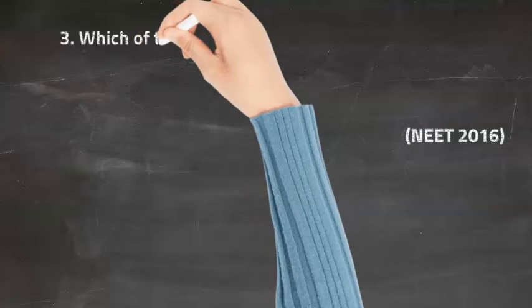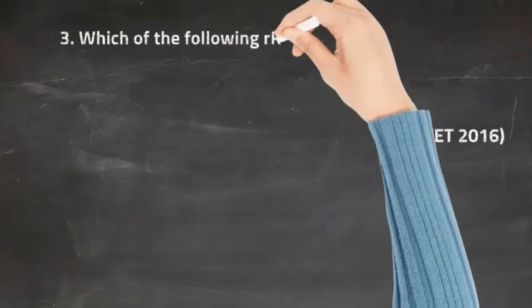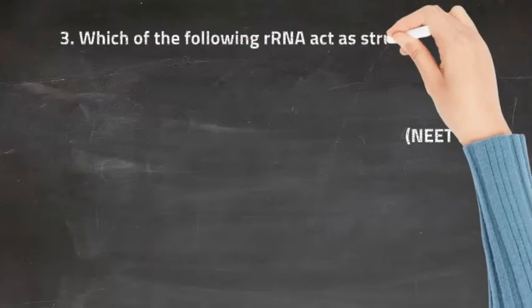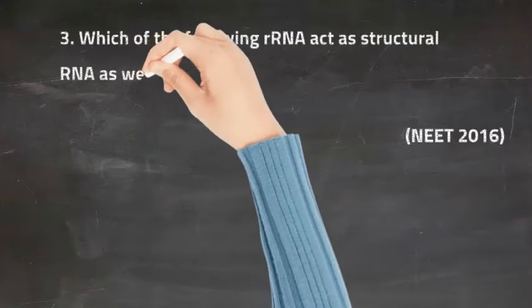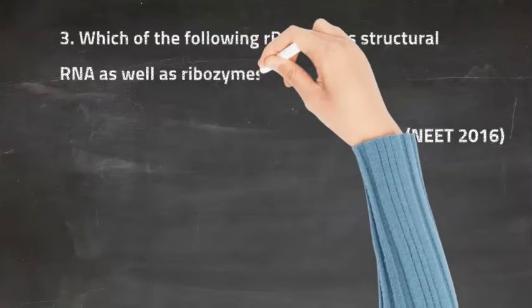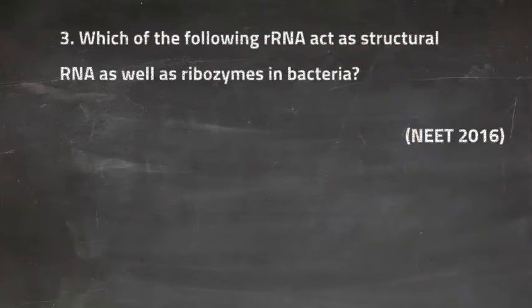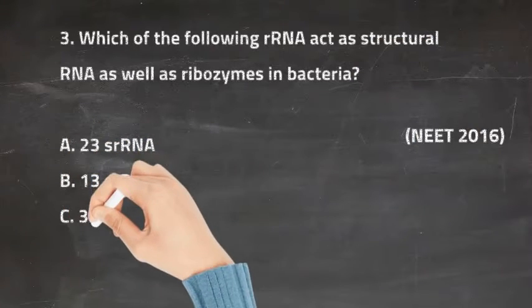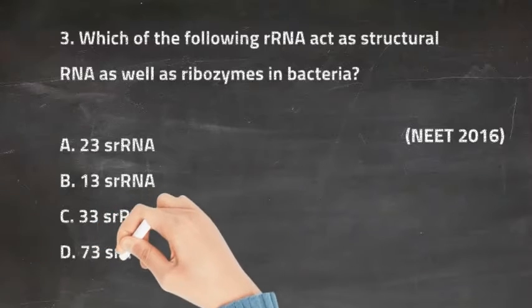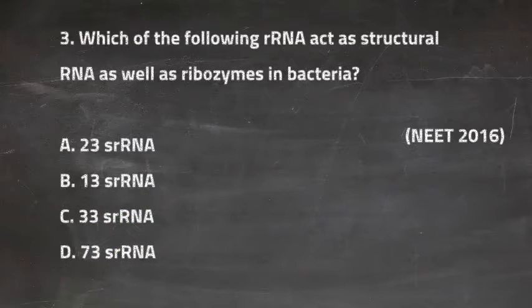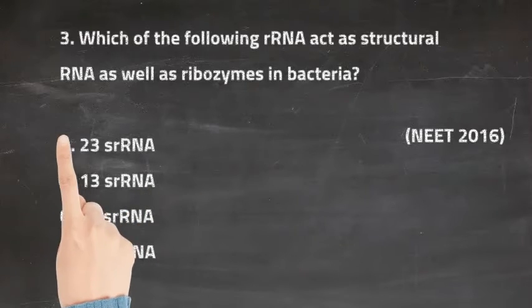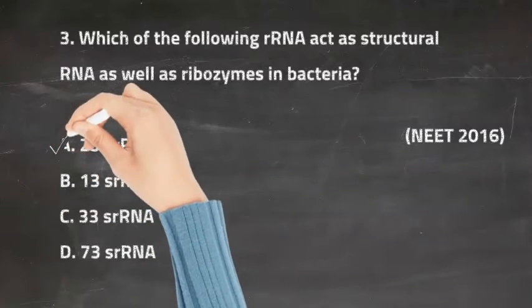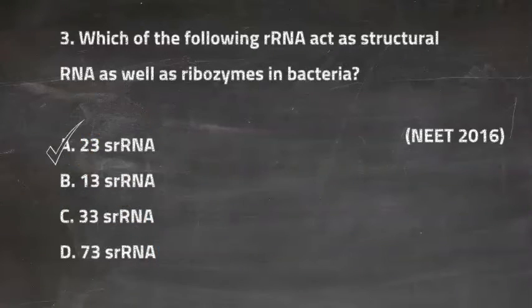Question third is, which of the following ribosomal RNA act as a structural RNA as well as a ribozyme in bacteria? So the first option is 23S rRNA. The second option is 13S rRNA. The third option is 33S rRNA. And the last option is 73S rRNA. So the right answer for this question is option A, that is 23S rRNA.